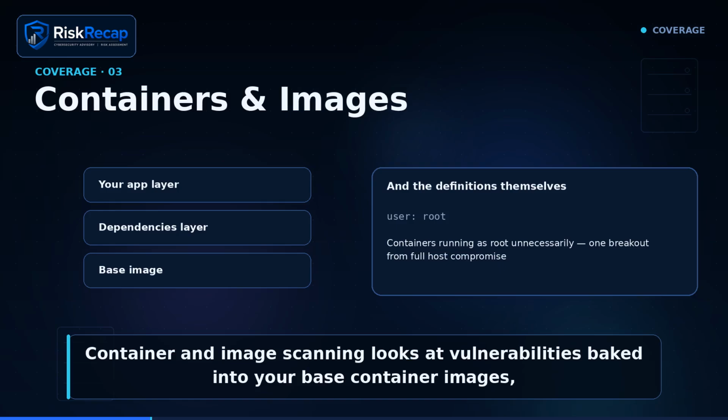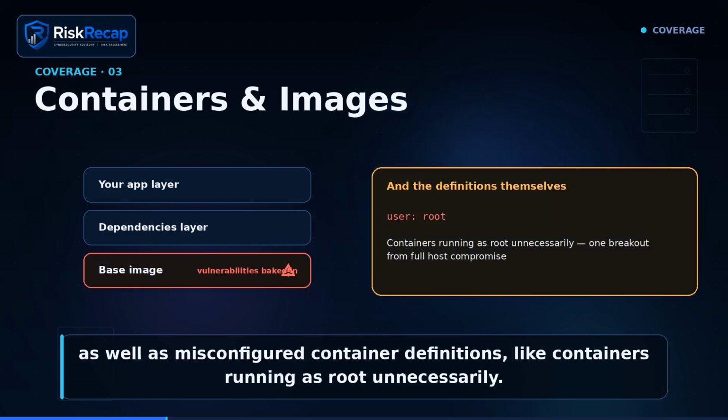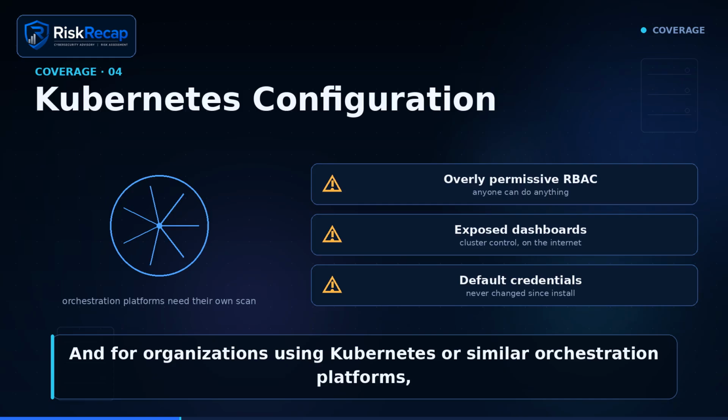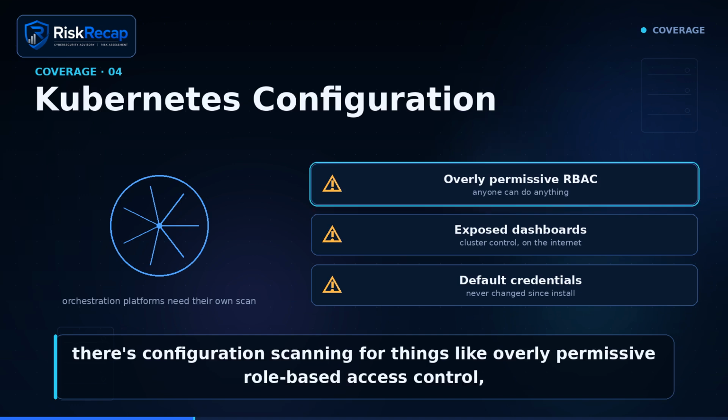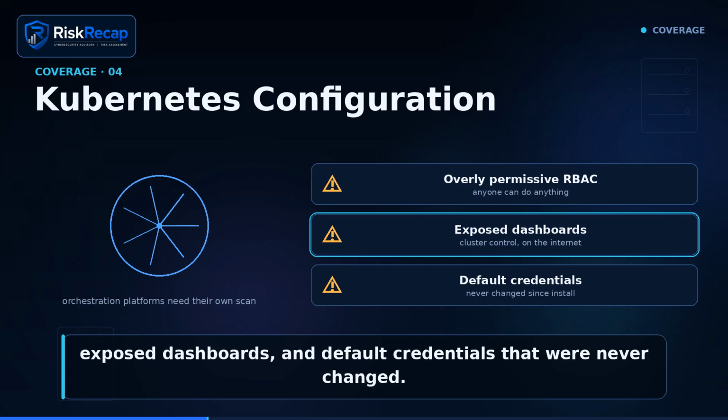Container and image scanning looks at vulnerabilities baked into your base container images, as well as misconfigured container definitions, like containers running as root unnecessarily. And for organizations using Kubernetes or similar orchestration platforms, there's configuration scanning for things like overly permissive role-based access control, exposed dashboards, and default credentials that were never changed.